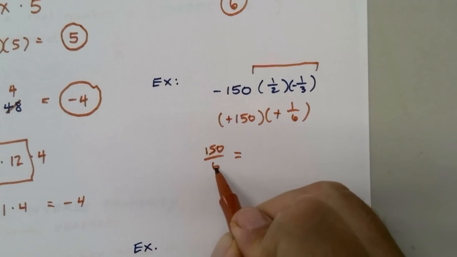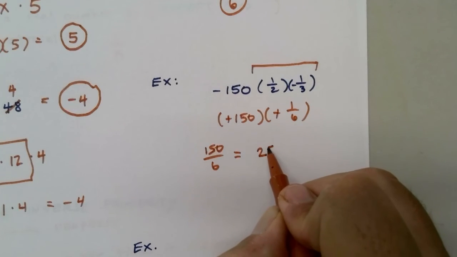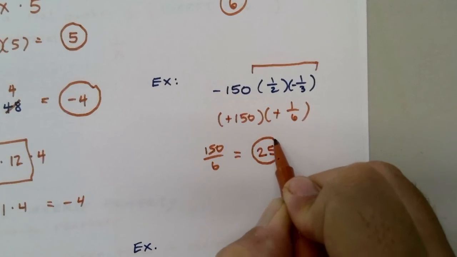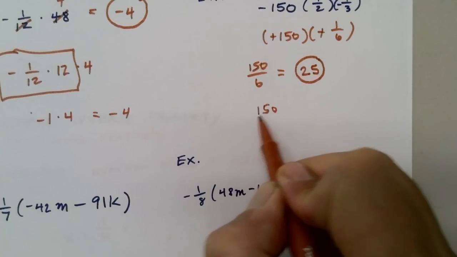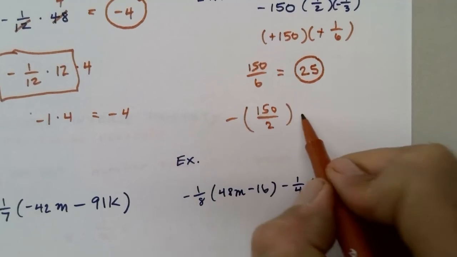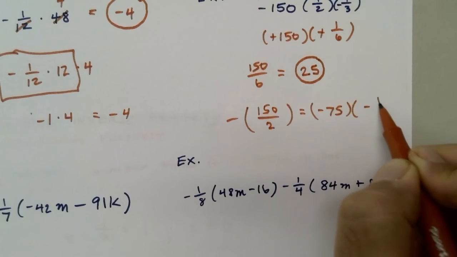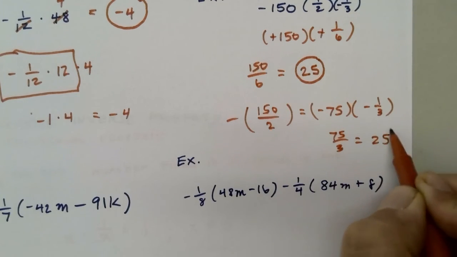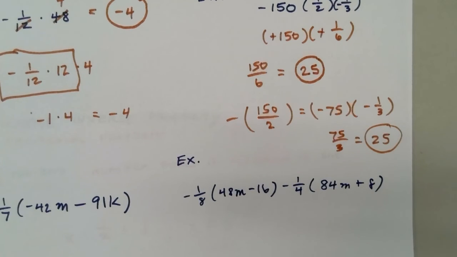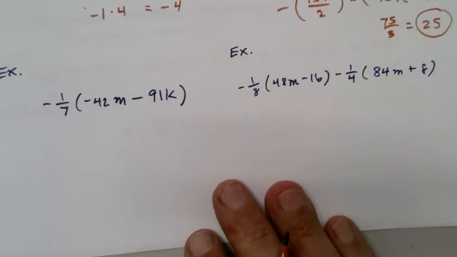So I know that 6 goes into 15 twice, with 30 left over. 6 goes into 30 5 times. My answer is 25. I think it might have been easier to do 150 over 2, which is negative 75, and then multiply that by 1/3, and you get 75 over 3, which is 25. Maybe it was easier not to combine those. But again, any way you can find the answer without using a calculator or Siri.